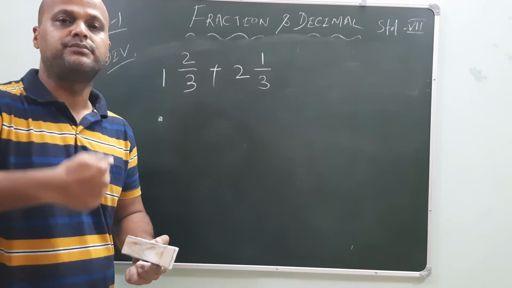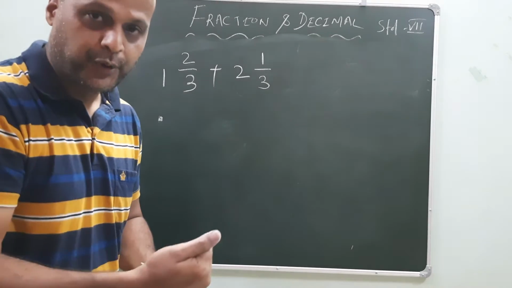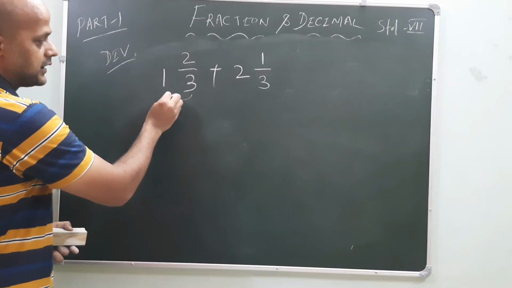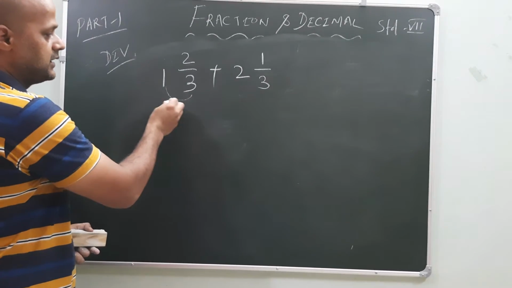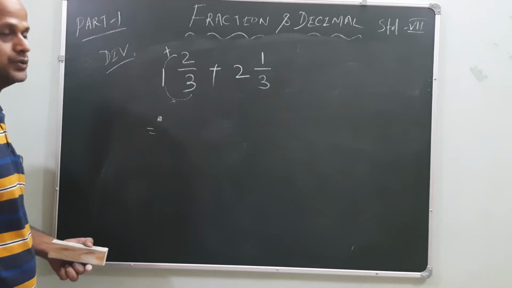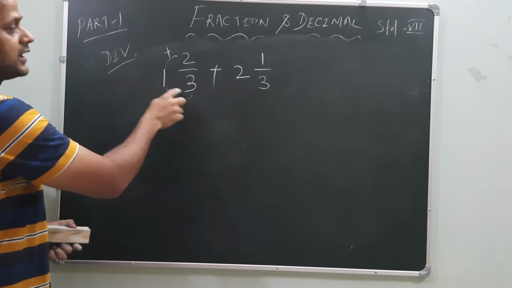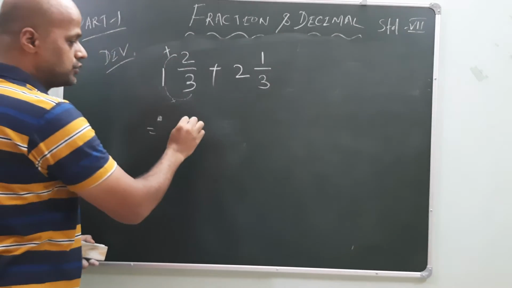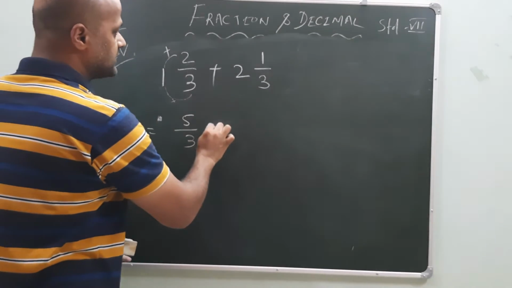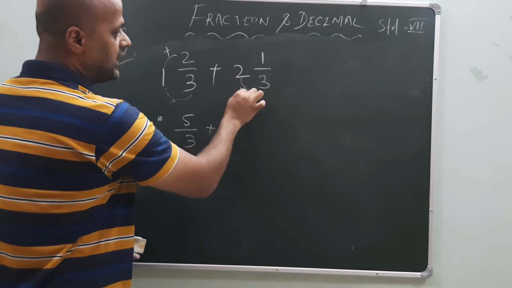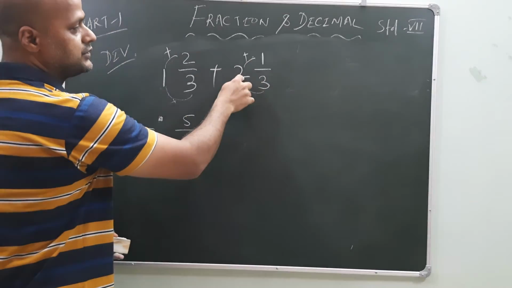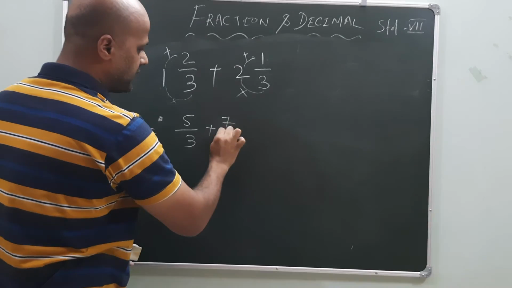To convert a mixed fraction into an improper fraction, how? First, you have to multiply the denominator with the whole number. 3 1s are 3. Then add the 2. 3 plus 2, 5. 5 by 3. Plus here, same: 3 2s are 6. Add the result here: 6 plus 1, 7 by 3.